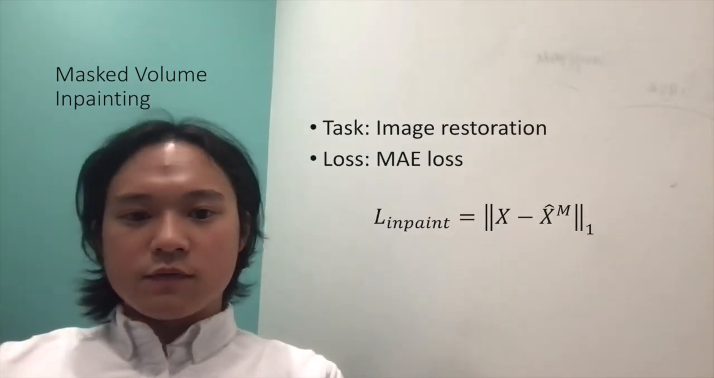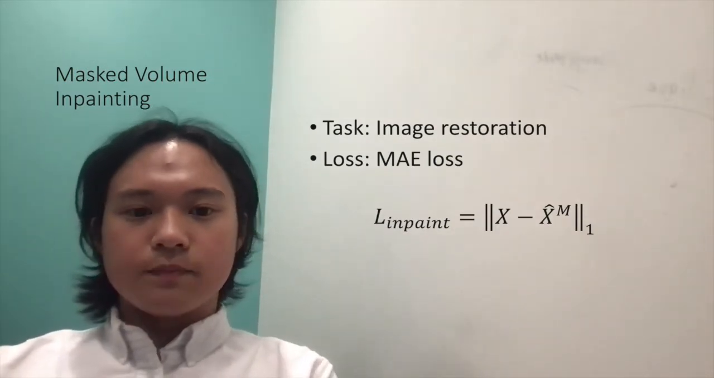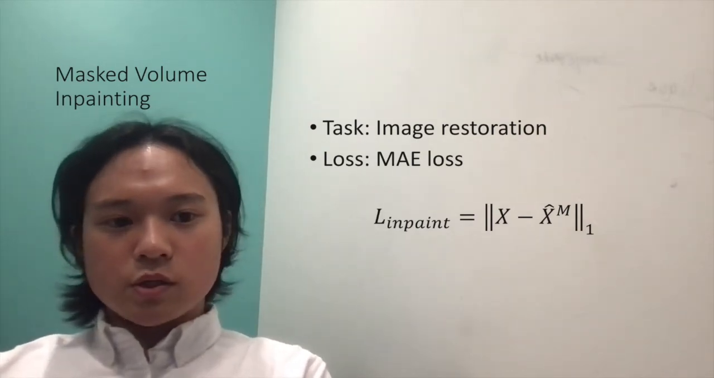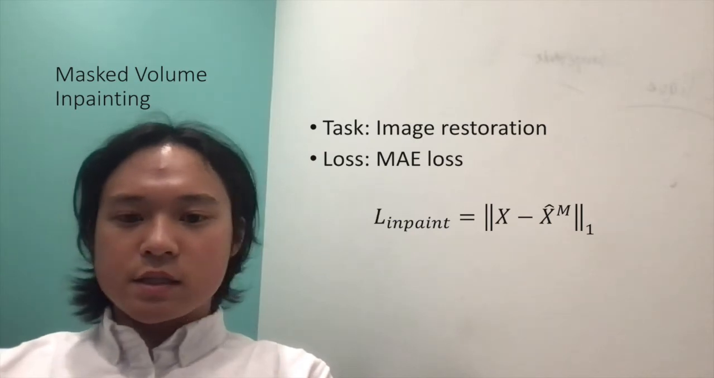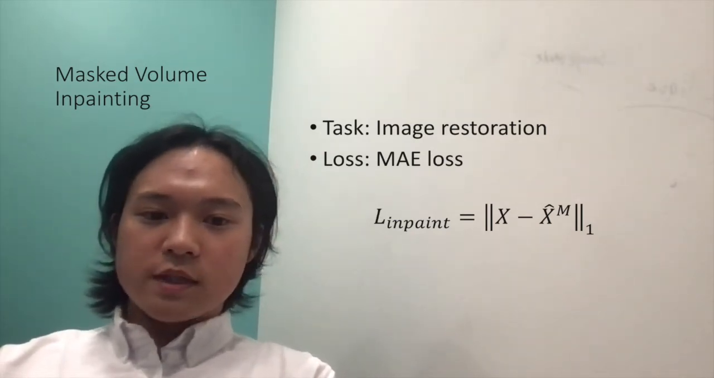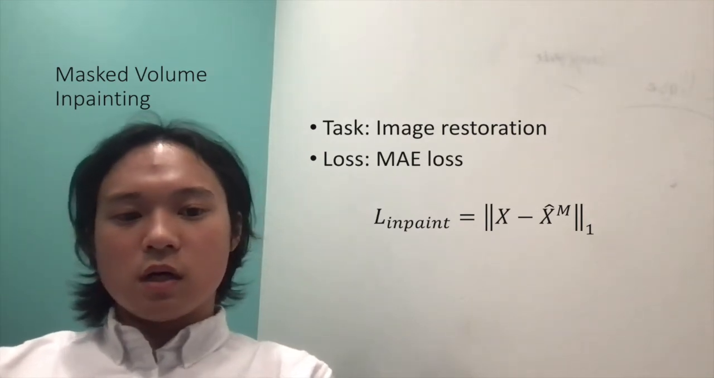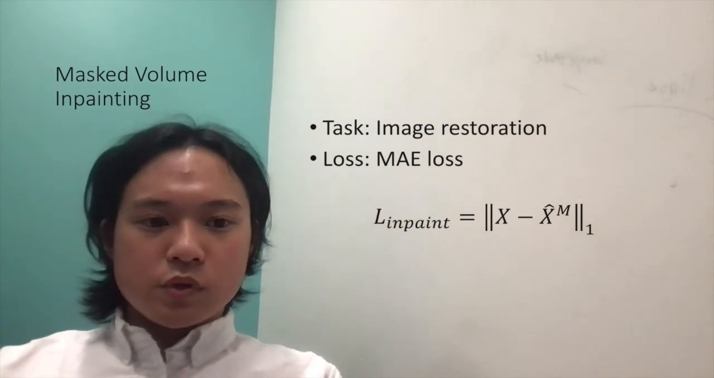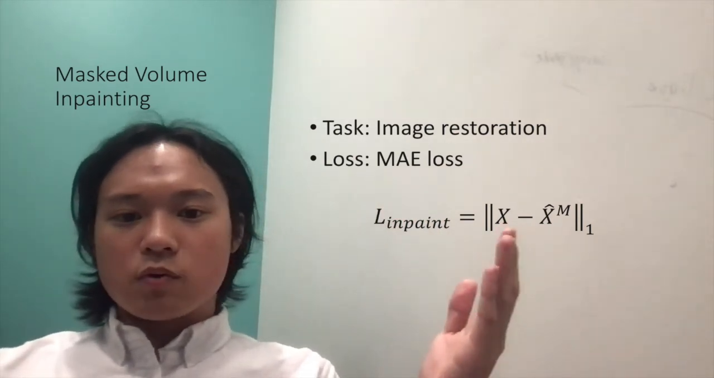First, we have the mask volume inpainting from Swin UNETR. This transformation masks out an area from the input image. The corresponding task is to restore the original image given the masked image. To put this task in mathematical terms, the author uses a mean absolute error calculated between the restored image and the ground truth image.